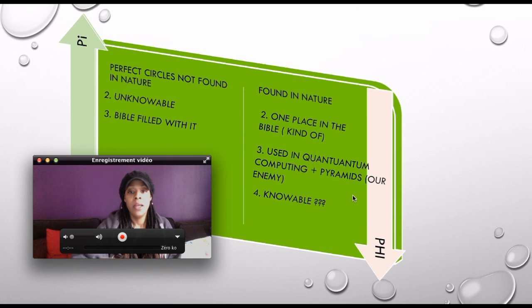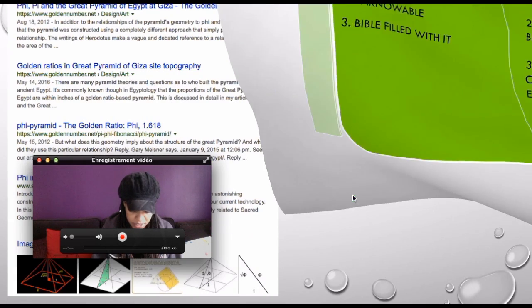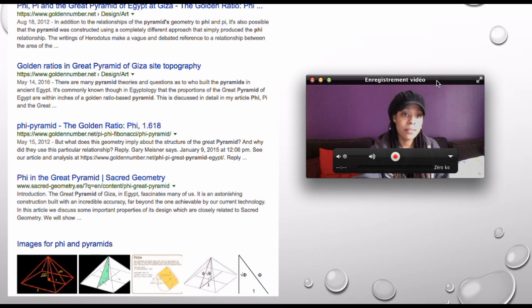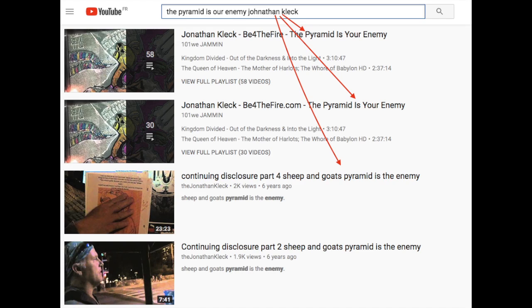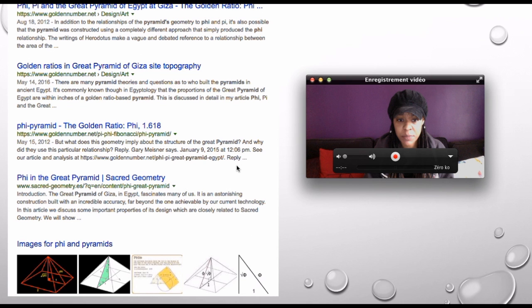Number 3, they use phi for quantum computing and the pyramids. Big deal. Why? All right, so the golden ratio is in the Great Pyramid. I just typed it in Google and these things popped up, so you guys can look it up for yourself. It's absolutely true. The pyramid is our enemy. This is a message that came from Jonathan Clegg. I'm sure if you typed in Google Jonathan Clegg, the pyramid is our enemy, you're going to find the videos where he explains that.